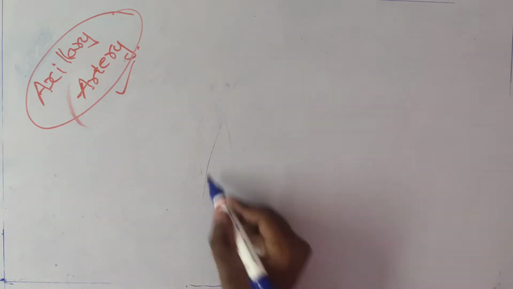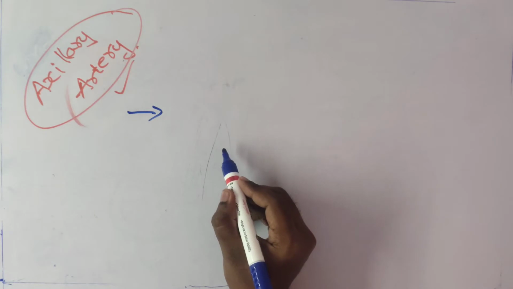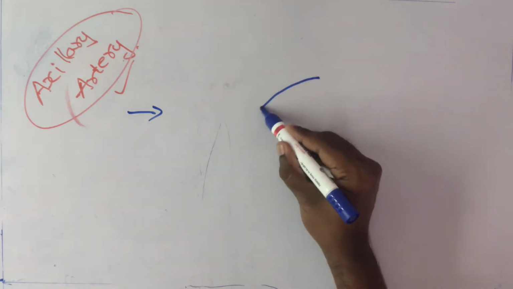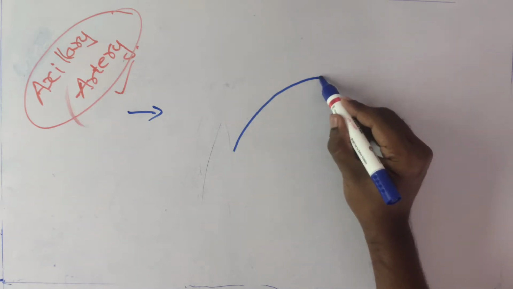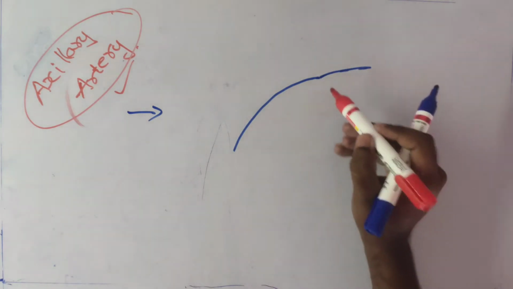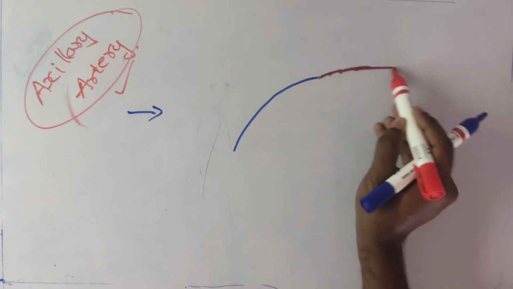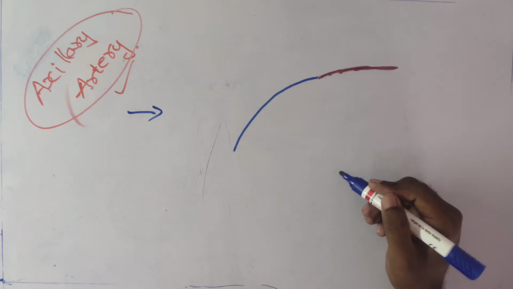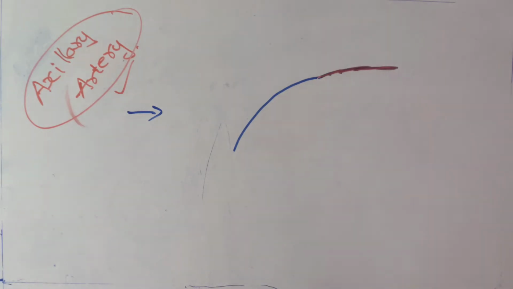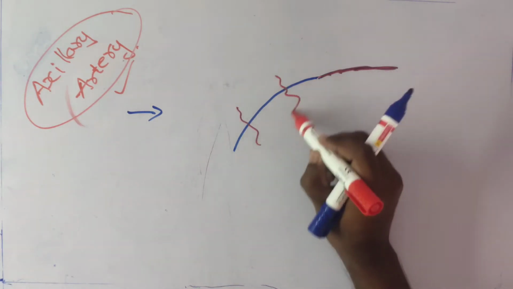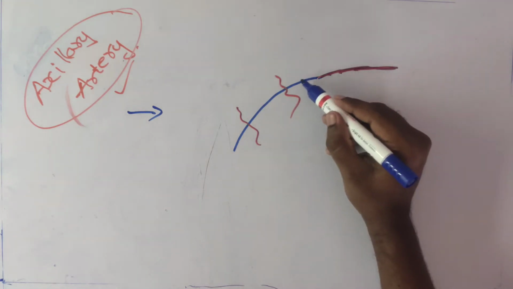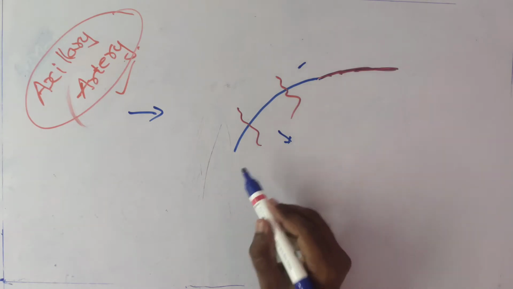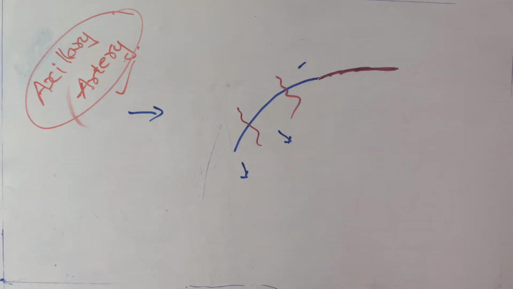Now coming to the introduction, the axillary artery is the continuation of the subclavian artery. This axillary artery is divided into 3 parts: the first part or superior part, the second part or posterior part, and the third part or inferior part.